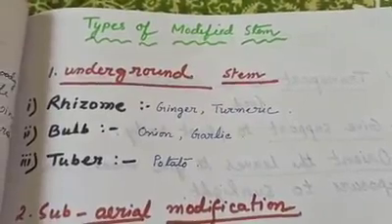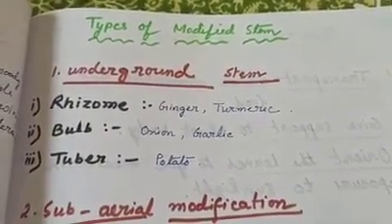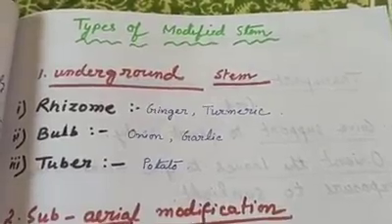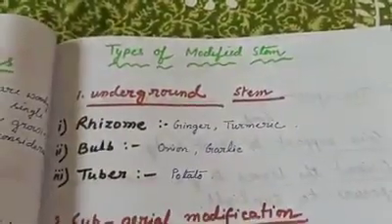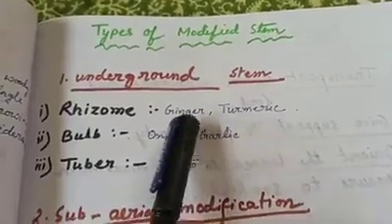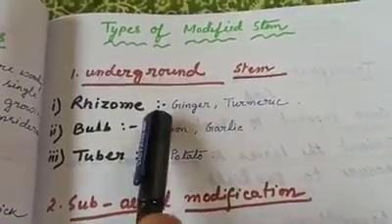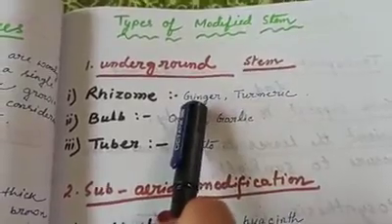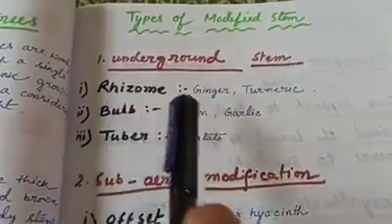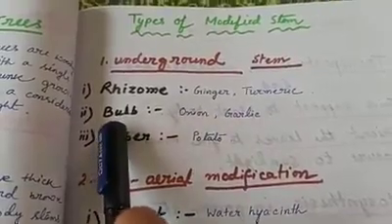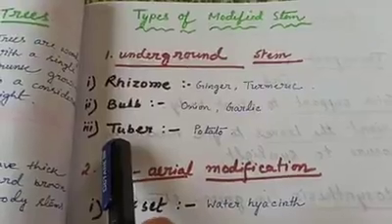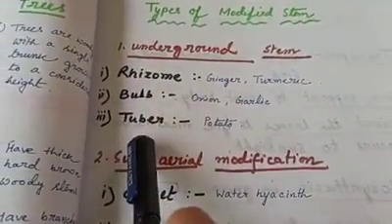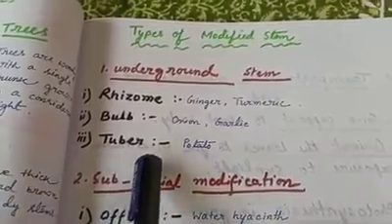First, we discuss the underground modification of stem. Some stems are present in the underground soil. Those may be termed as rhizome, bulb, or tuber. Ginger and turmeric, we all know these two because we all eat them. They are rhizomes. And onion and garlic are bulbous stems. And potato is the example of tuber stem. So rhizome, bulb and tuber are the modified underground stems.